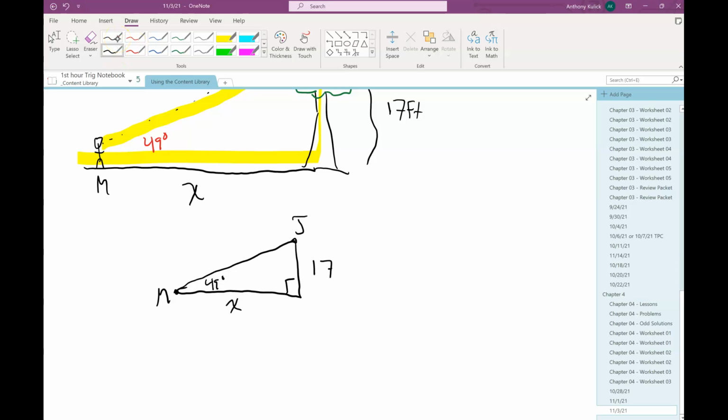All right. So sine, cosine, or tangent, which one would I be using in this case? Relative to this angle, what is x? Opposite, adjacent, or hypotenuse? Adjacent. Relative to the 49, what's 17? Opposite, adjacent, or hypotenuse? Opposite. So I have adjacent, I have opposite. Which one do I want? Tangent.